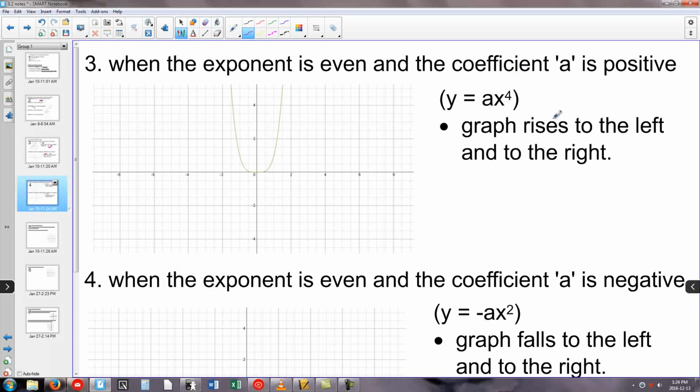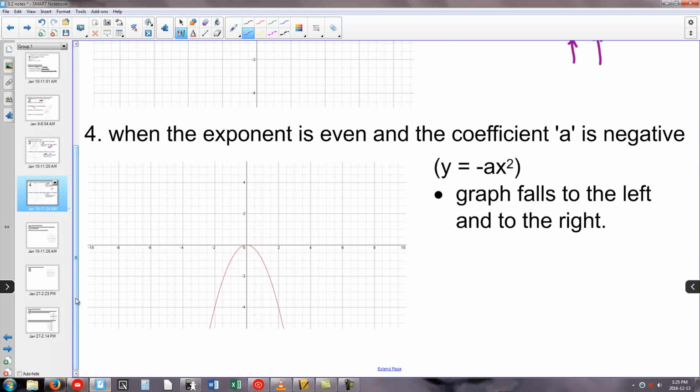So now what happens if it's a positive and even? Well, positive means the right side goes up. Even means, like pairs of socks, that they match. And so the left side will also match. And so I know both arrows in this graph should be pointing up when all is said and done. And consequently, if I do negative, that would mean the right side's pointing down. And then because it's an even exponent, I know the left side must match and it will also point down. So we can see those arrows pointing down on both sides.